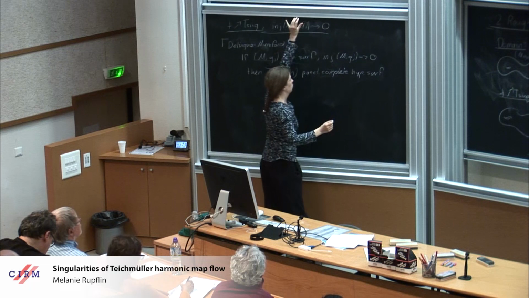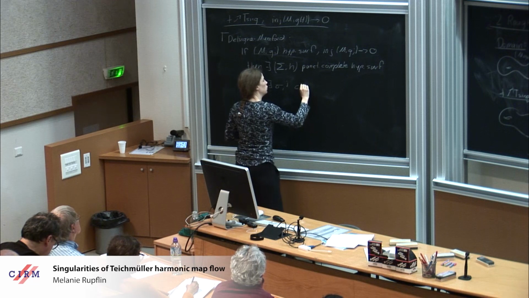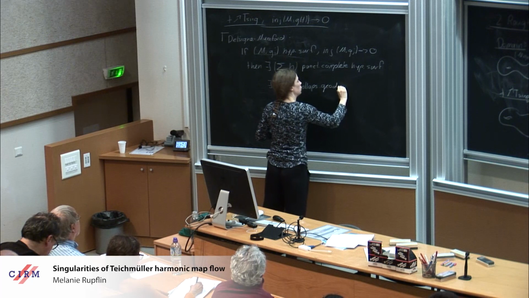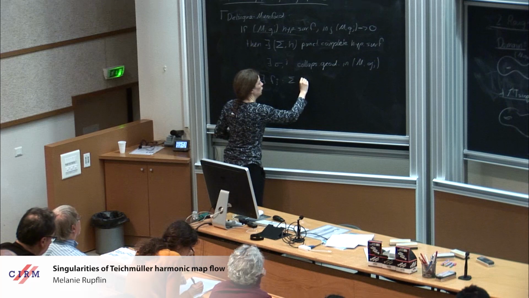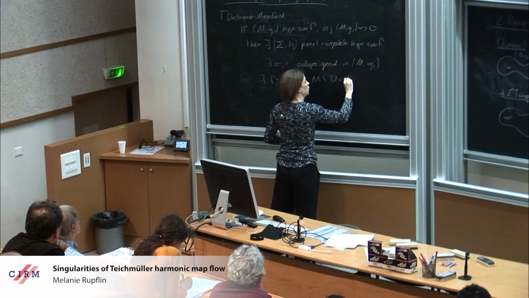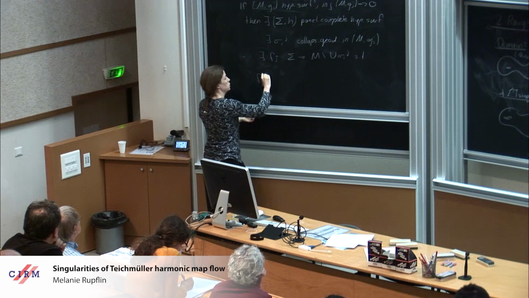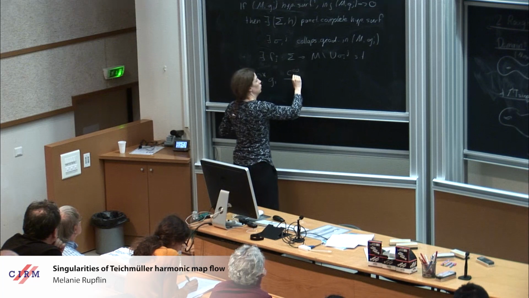And there exist geodesics sigma_ij, these are collapsing geodesics, in my (M, g_i). So that if I pull back, and there are diffeomorphisms f_j, which go from my limiting guy into M without the union of the collapsing geodesics, so that after pulling back my metrics with the diffeomorphisms, they converge nicely to my limiting object on Sigma.